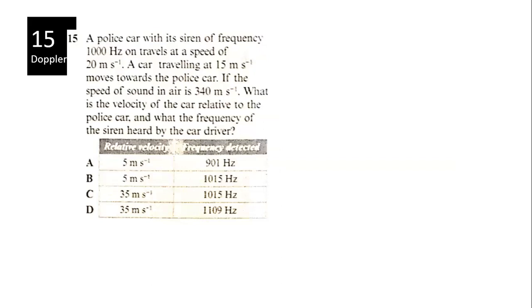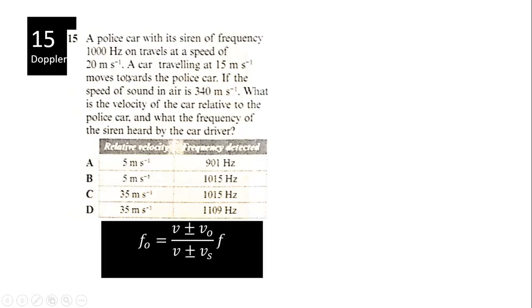A police car with a siren of frequency 1000 Hz travels at a speed of 20 meters per second. A car traveling at 15 meters per second moves towards the police car. If the speed of sound in air is 340 meters per second, what is the velocity of the car relative to the police car? And what is the frequency of the siren heard by the car driver?